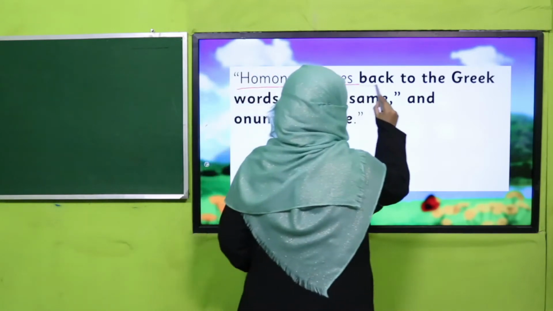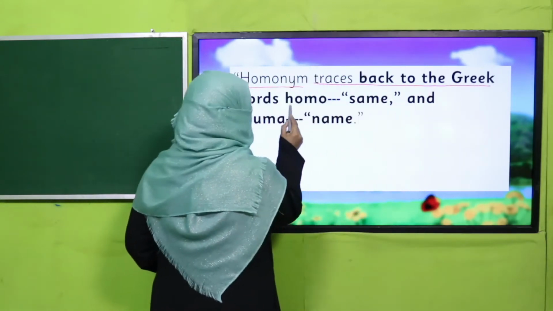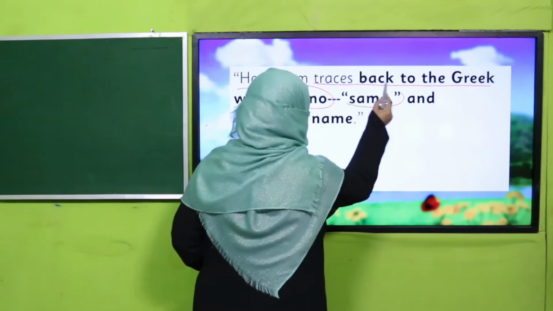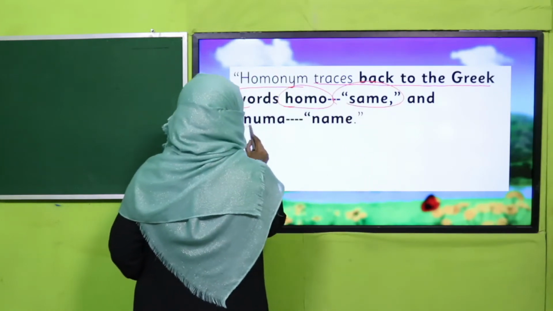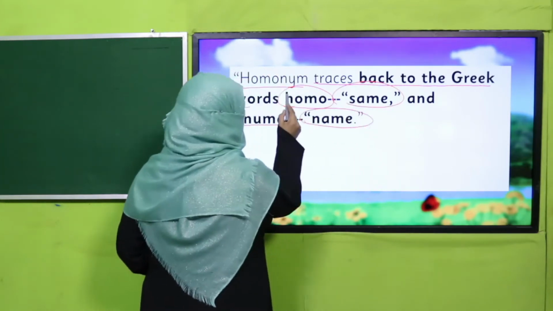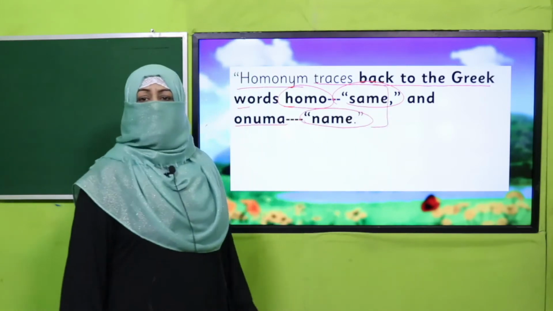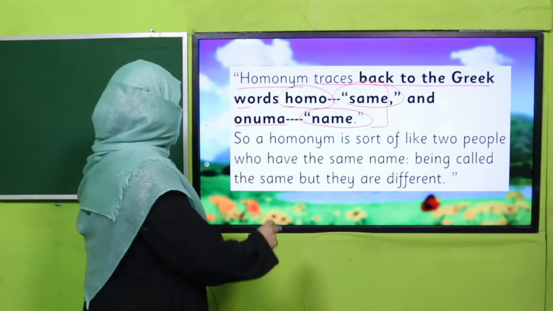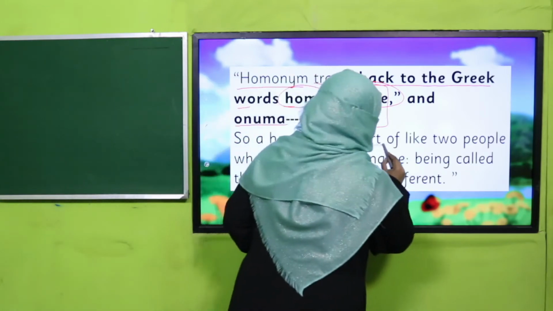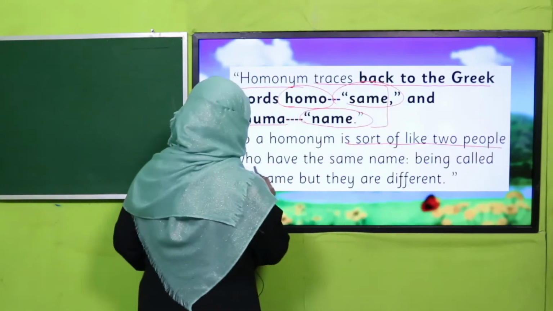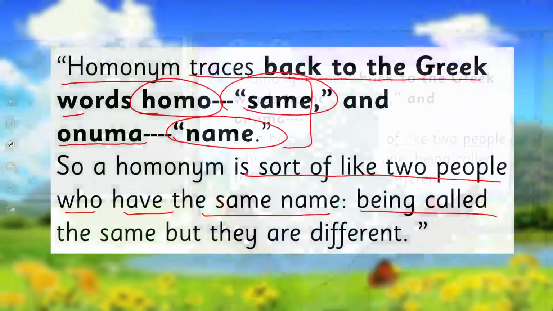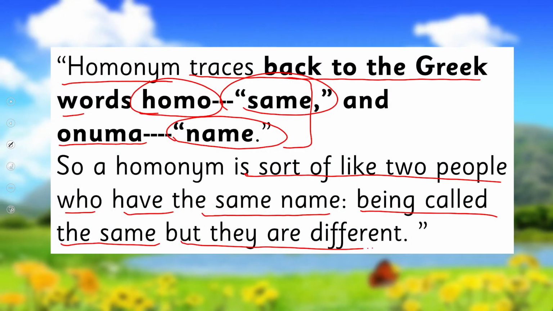All right. And what are homonyms? Homonyms trace back again from the Greek word homo. We know it means same, and onoma, which means name. So homonyms mean the words which have the same name. It is just like two people who have the same name being called the same, but they are different.